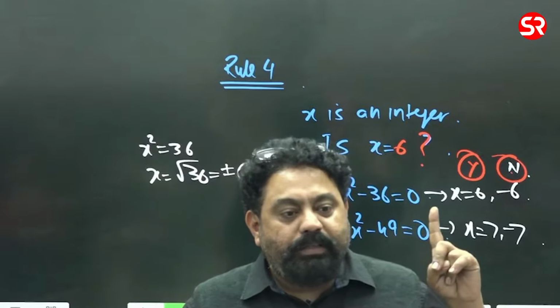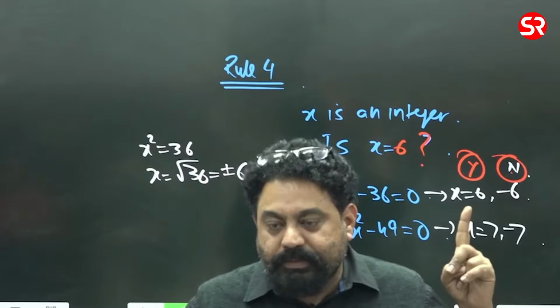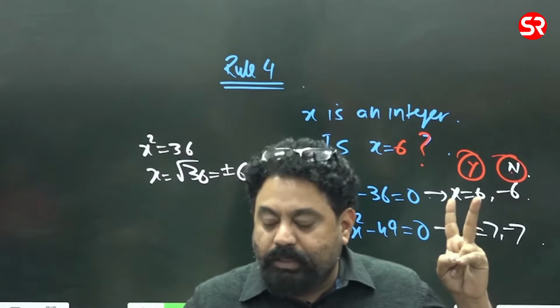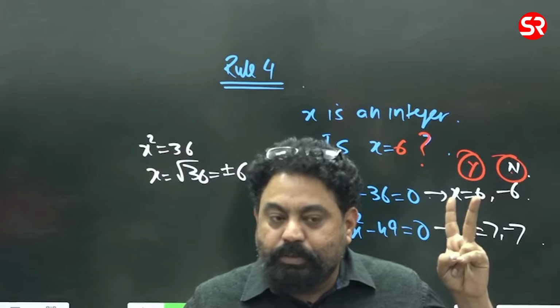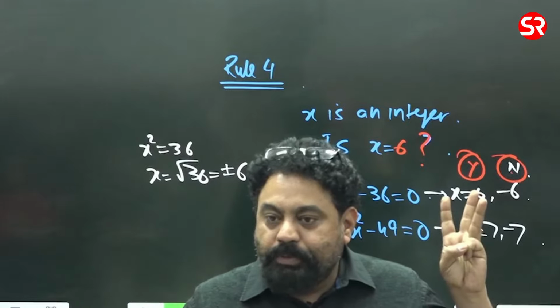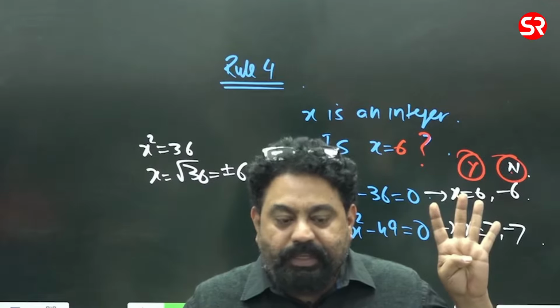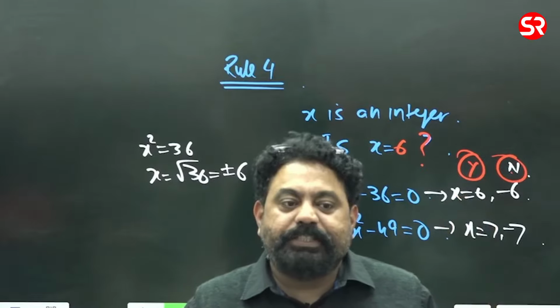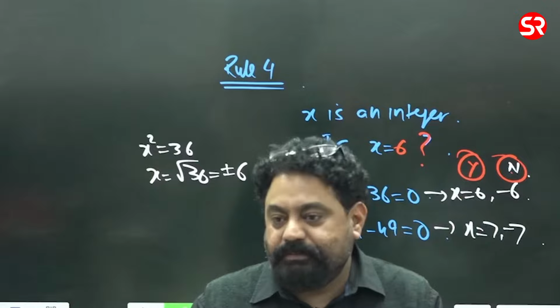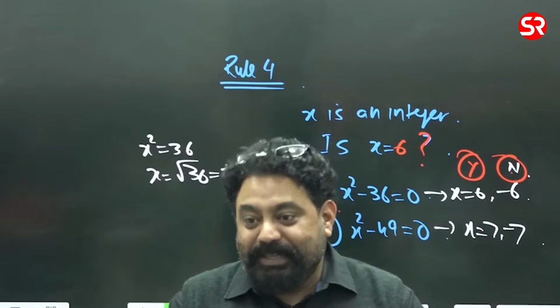So rule 1, unique answer. Rule 2, no calculations required. Rule 3, do not assume. Rule 4, take no as an answer. If you are able to do it, data sufficiency would be 80 to 90% correct. Still telling you 80 to 90 only.